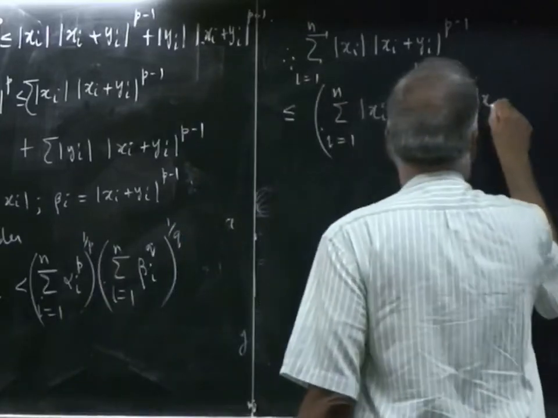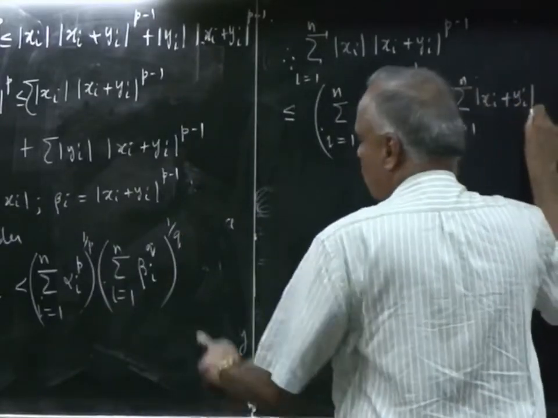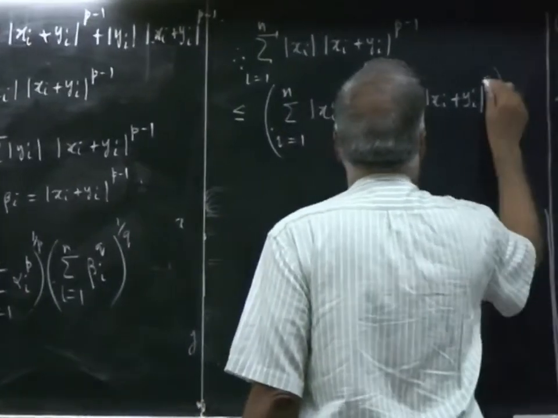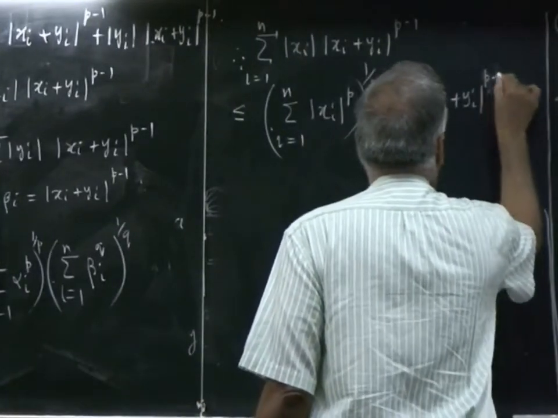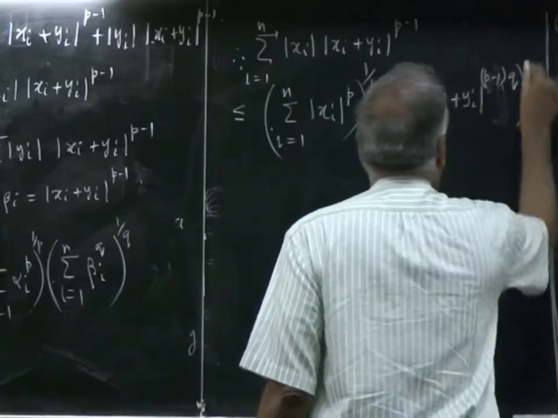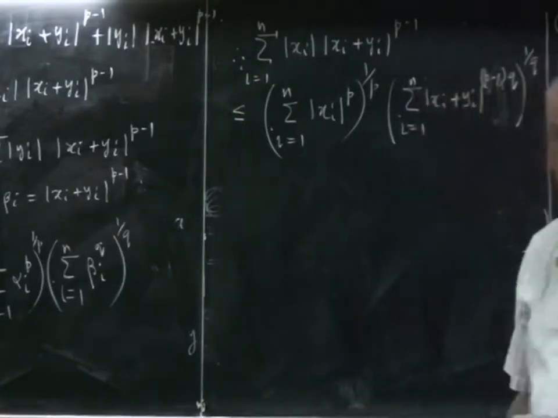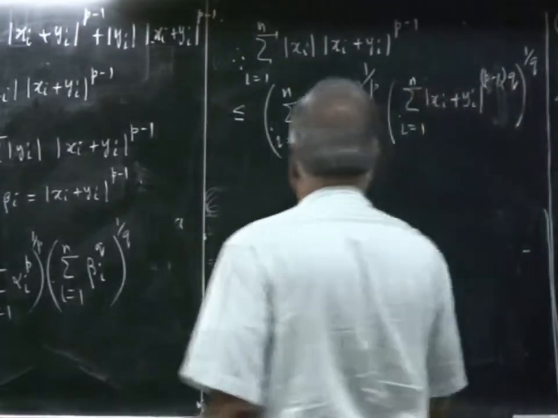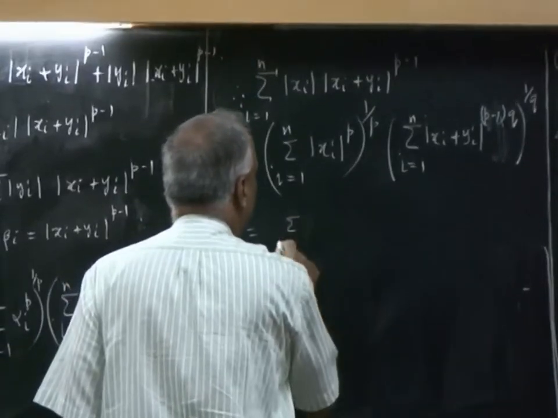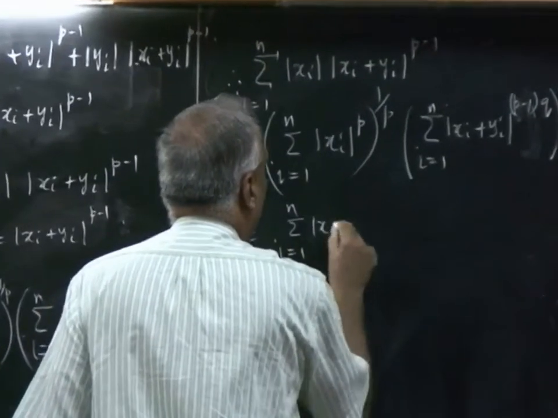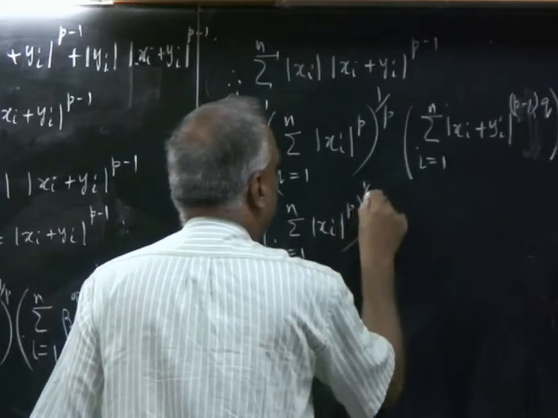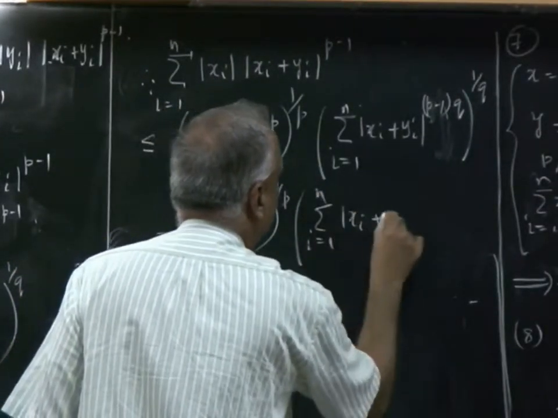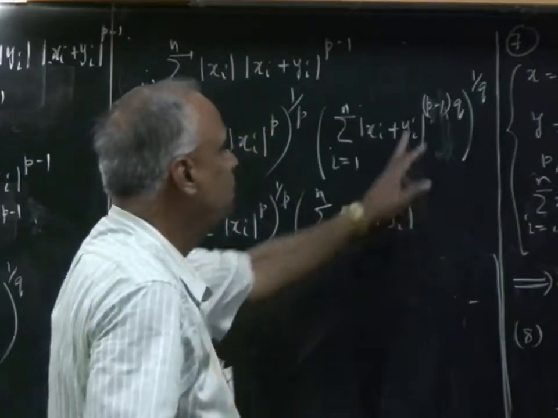Mod xi plus yi to the power of q, to the power of p minus 1 into q, to the power of 1 over q. Correct? Now, what is that? Equal to summation i equal to 1 to n mod xi to the power of p, to the power of 1 over p, into summation i equal to 1 to n mod xi plus yi to the power of p minus 1 into q.